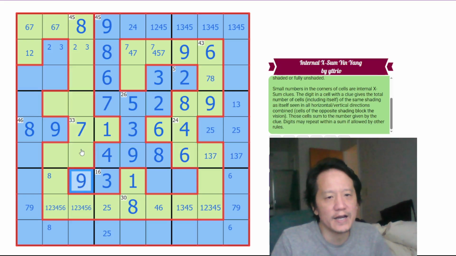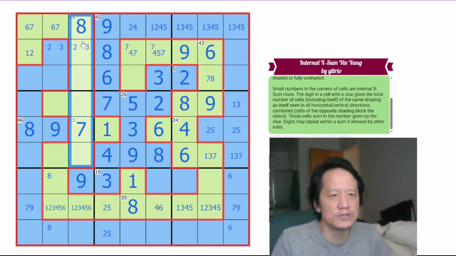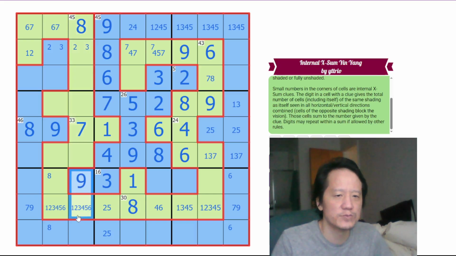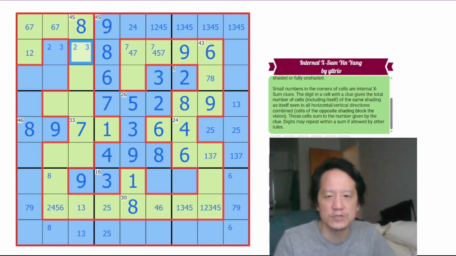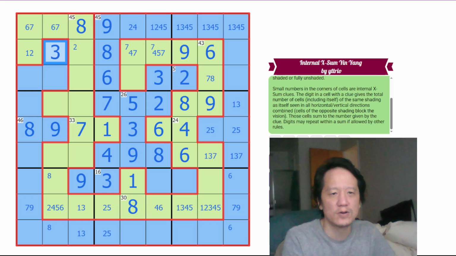This is 9. So again, this adds up to 32. This must add up to 13. So it must be specifically 1 and 3 here, which eliminates 1 and 3 in the box and 1 and 3 in the row. So this cannot be 3. Therefore, this must be a 3 here.